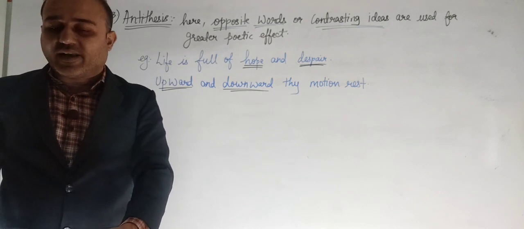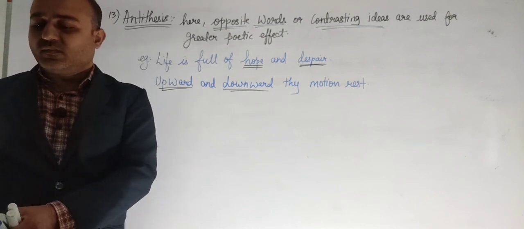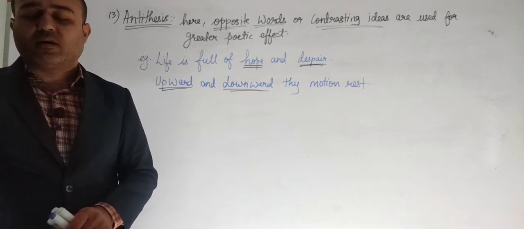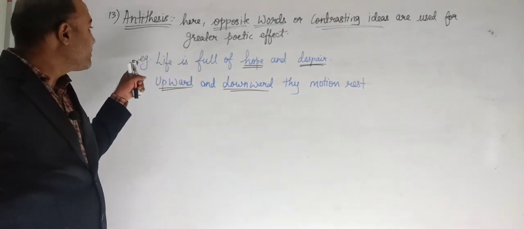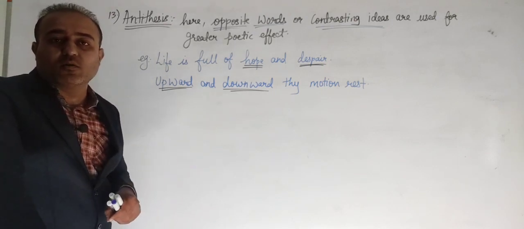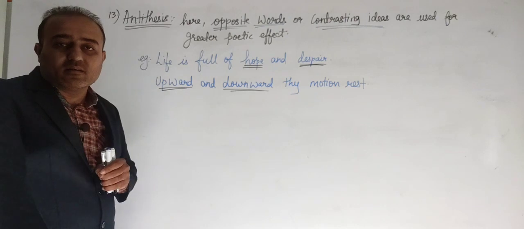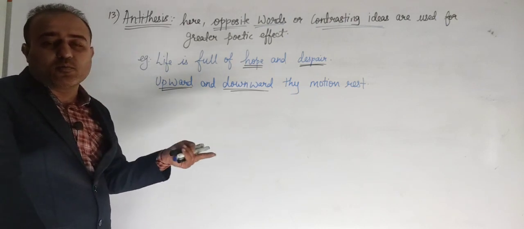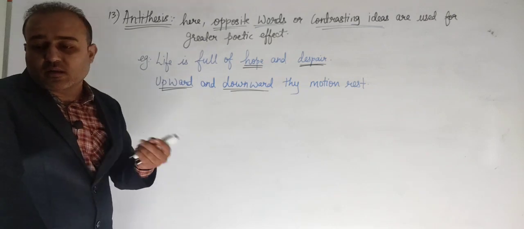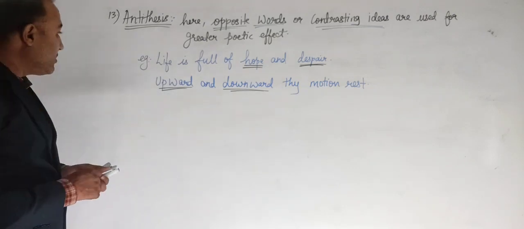Now let us move to the next figure of speech, right? Again we'll take a similar kind of figure of speech. First we talked about tautology, wherein two different words having the same meaning was used. Next is antithesis, again where the two opposite words or the contrasting ideas are used. Now the next figure of speech is oxymoron.